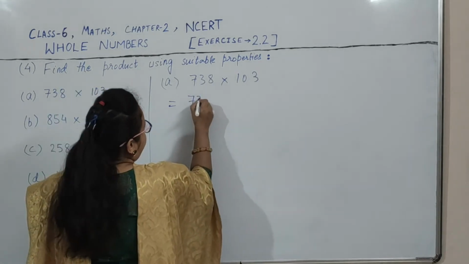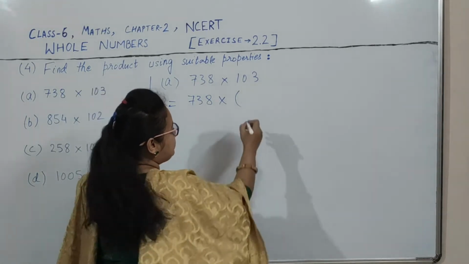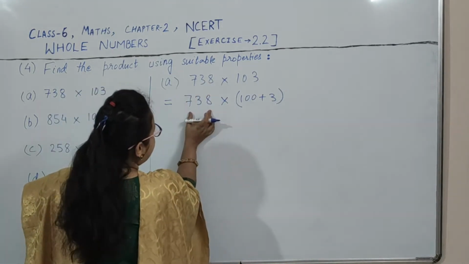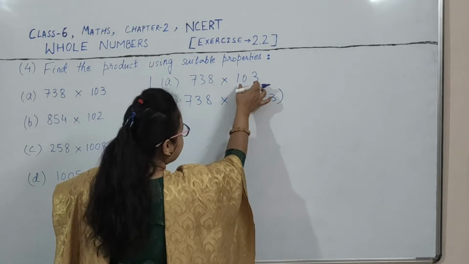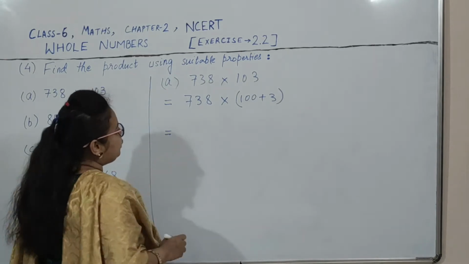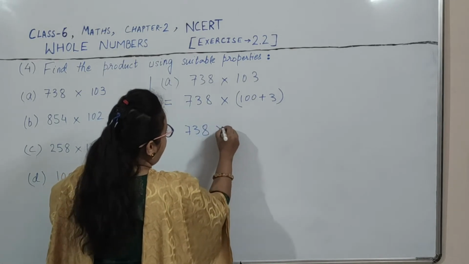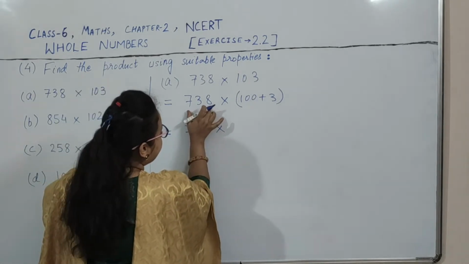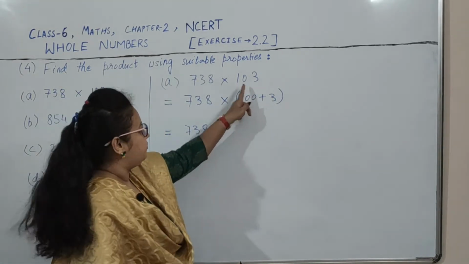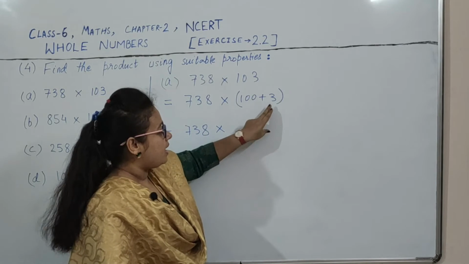So what we will do is write 738 multiplied by 103, where 103 can be written as 100 plus 3. We have written 738 as it is with the multiplication sign, and 103 is written as 100 plus 3. Now see what we are going to do in the next step. 738 has to be multiplied with 103, so we are writing this 103 as 100 plus 3.